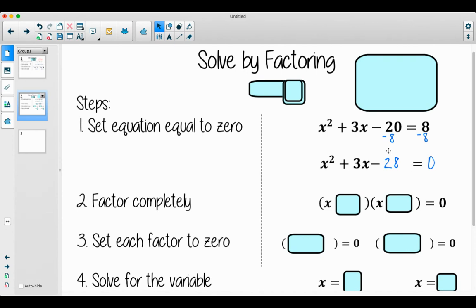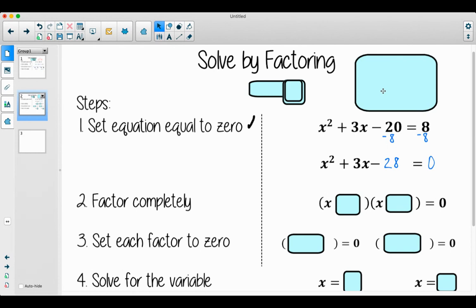So on your Desmos activity, when you get a similar problem that's not set equal to 0, you're going to have to fill in the 28 and the 0. Now, step 1 is complete. Step 2, we now need to factor completely. So we need to factor x squared plus 3x minus 28.